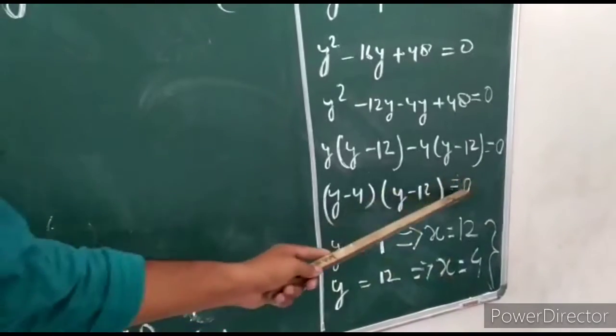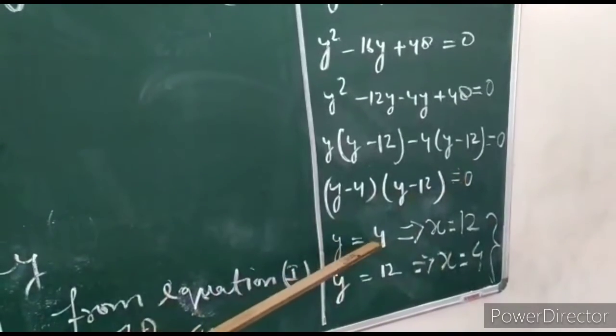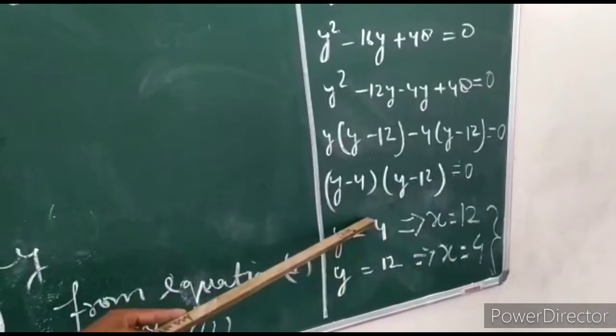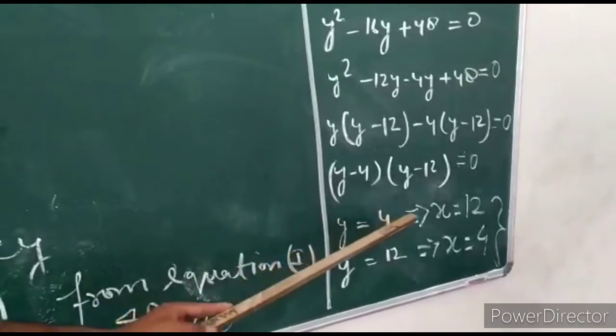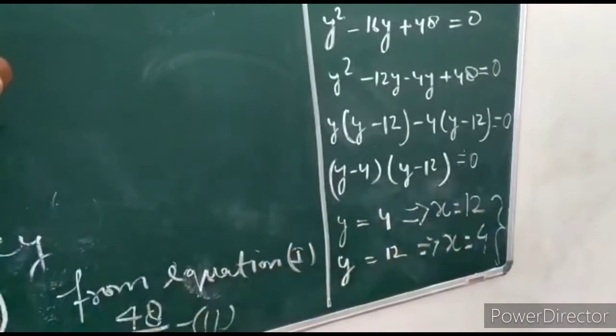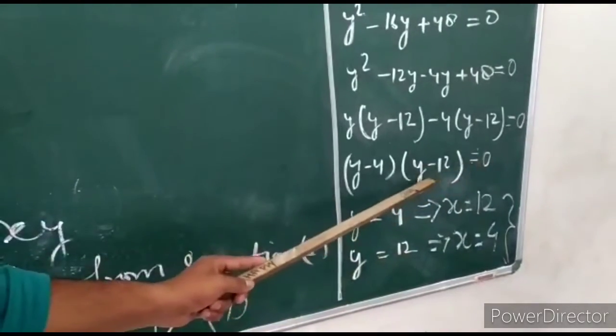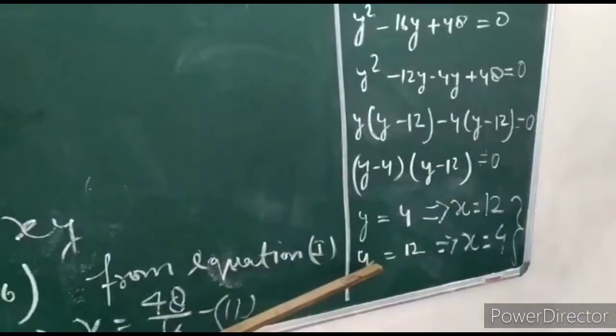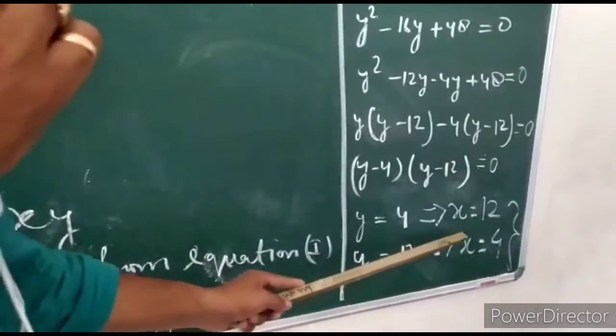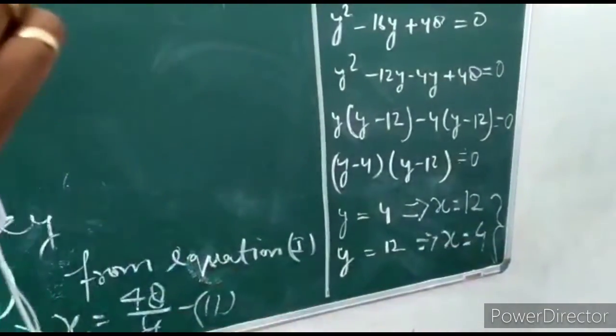If y minus 4 is equal to 0, therefore the value of y will be 4, and if the value of y is equal to 4, therefore the value of x is equal to 12. If y minus 12 is equal to 0, therefore the value of y will be 12, and if y is equal to 12, then the value of x will be 4.